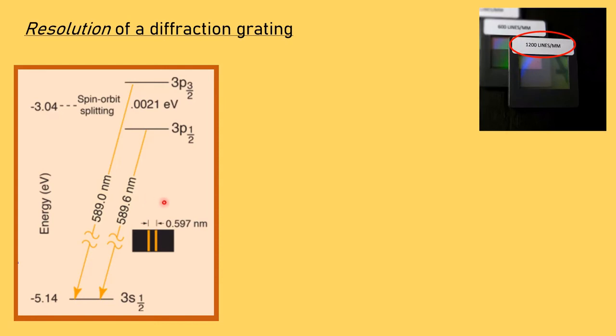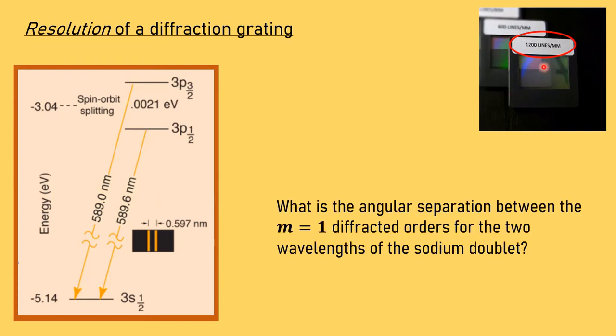Here, they're giving us that value a little more precisely with 3 significant digits, but we'll just call it 0.6 nanometers. And let's consider a typical grating with 1200 lines per millimeter and investigate the question of whether these two lines could actually be distinguished or whether they would just overlap so much that they wouldn't be resolved from one another.